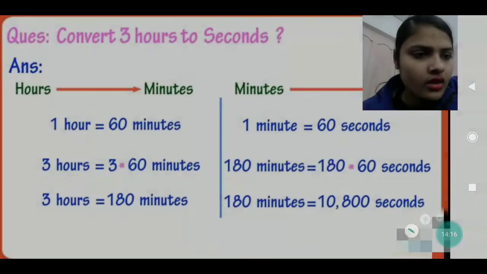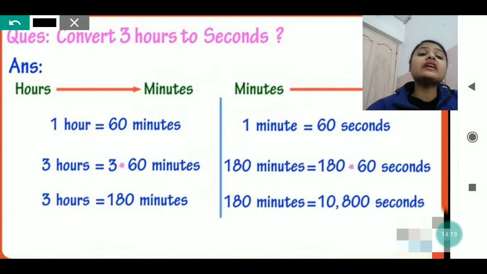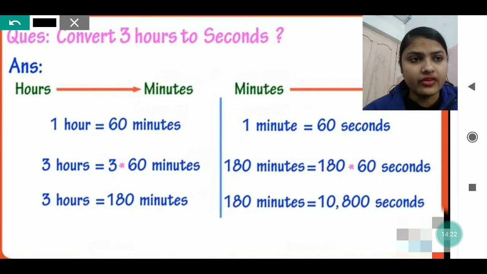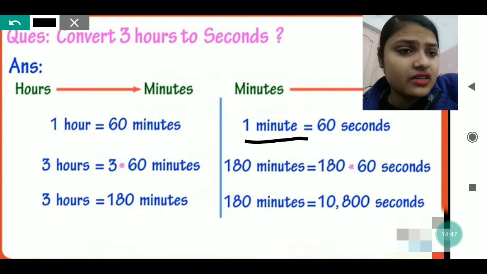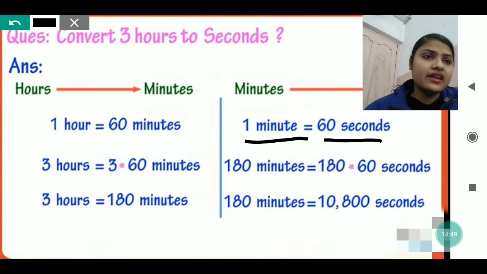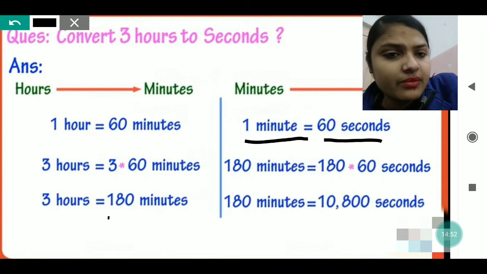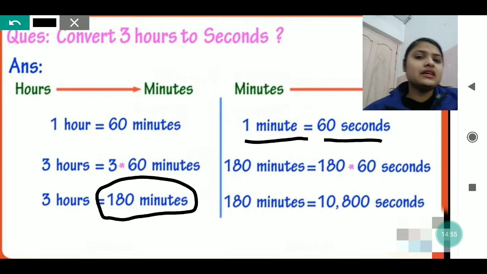Like in this question it is written convert hours to seconds. Here you are not going to convert minutes, you are converting hours to seconds. So two things you have to do in this. First you have to convert the hours into minutes, then only you can convert the minutes into seconds. So 1 hour is equal to 60 minutes. So 3 hours equals 3 into 60, that is 180 minutes. Then we know that 1 minute is equal to 60 seconds, so 180 into 60, because already you have got 180 minutes by converting 3 hours.